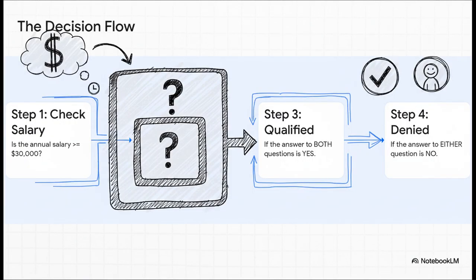So how does the code deal with this? It's actually pretty clever. It just nests the decisions, one inside the other. Step 1, it asks, is the salary high enough? If the answer to that is no, game over. The application is denied right there. But if the answer is yes, then it moves on to a second question, inside the first one. Have they been on the job long enough? You only get the loan if you get a yes to both questions. That's what we call nested logic.